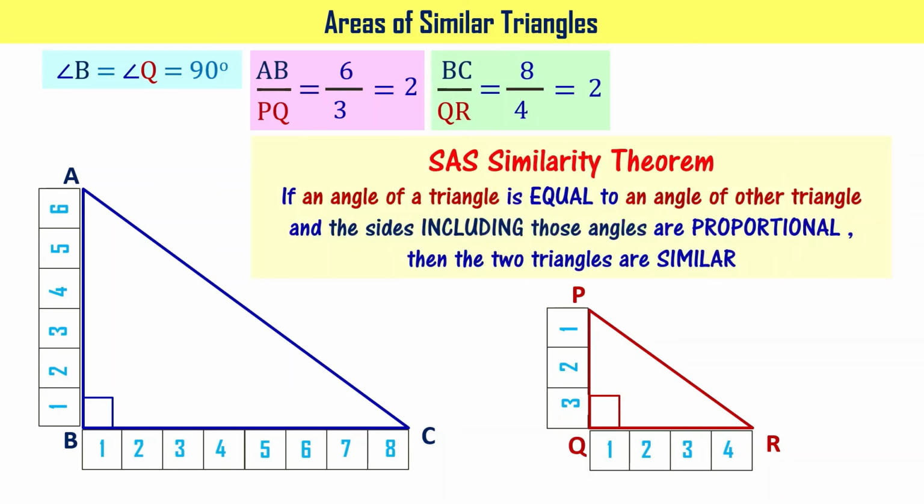Now let's quickly recall the SAS similarity theorem. It says that if an angle of a triangle is equal to an angle of another triangle, and the sides including those angles are proportional, then the two triangles are similar. We have seen that angle B equal to angle Q, that is equal to 90 degrees, and the sides including those two angles are proportional. Hence, we can say that triangle ABC is similar to triangle PQR. Let's take a note of that.